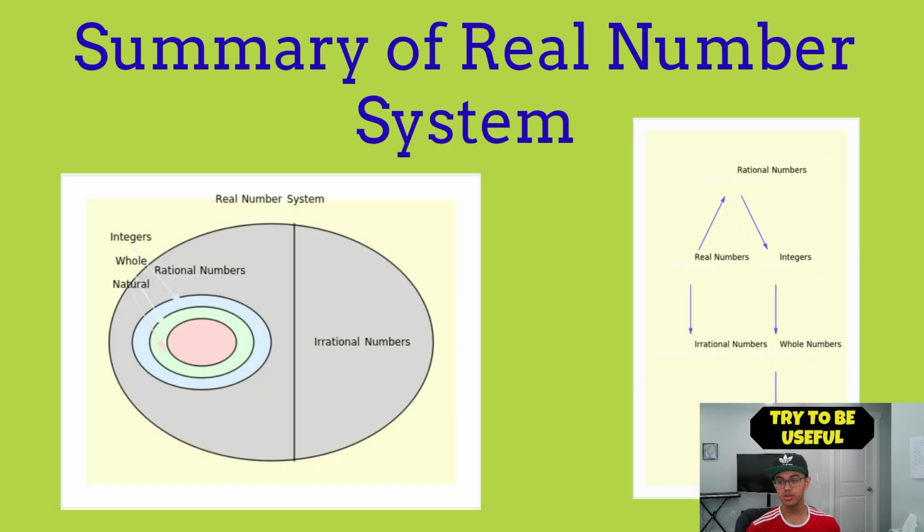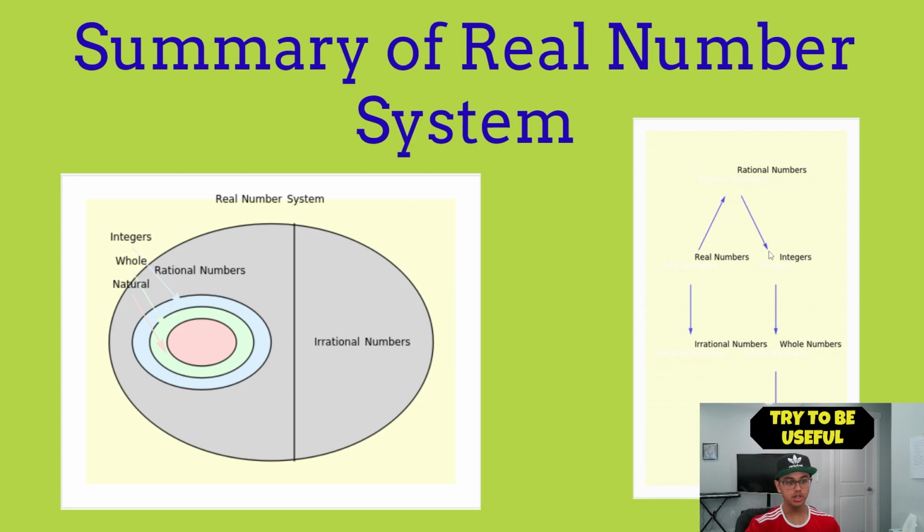So basically the real number system consists of two parts, which are rational numbers and irrational numbers. Here in this diagram we can see that there's one section just for irrational numbers and one section for rational numbers, and inside of rational numbers there's a whole bunch of other things, and we're going to be explaining all of that in this video.